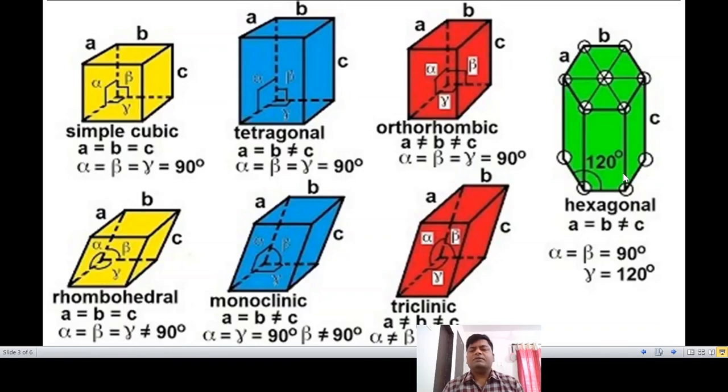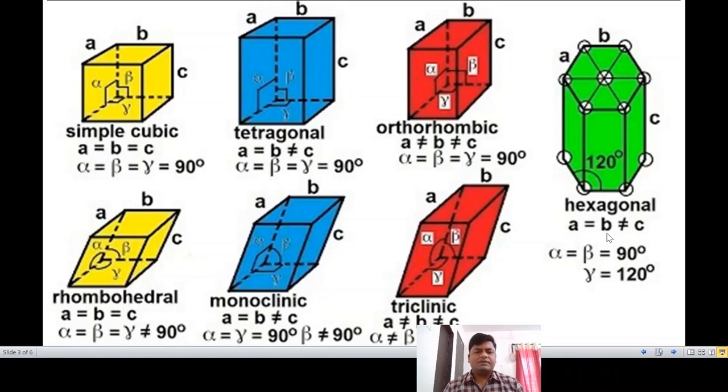Now coming to the hexagonal crystal system, the relation between the lattice parameters changes. Over here in hexagonal, A equal to B but not equal to C, alpha and beta equal to 90 degrees, and gamma has the fixed value of 120 degrees, and this value is not going to change. A, B, C can be changed, but the relation A equal to B will be there but not equal to C, and the angles will be constant: alpha equal to beta equal to 90 degrees and gamma equal to 120 degrees in this crystal system.